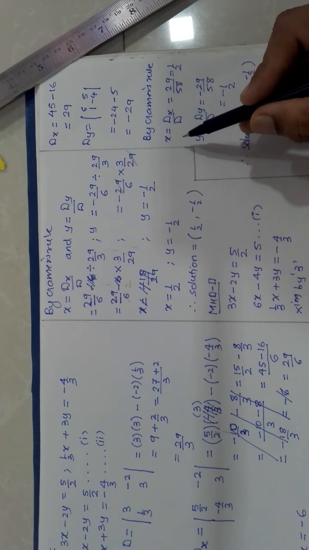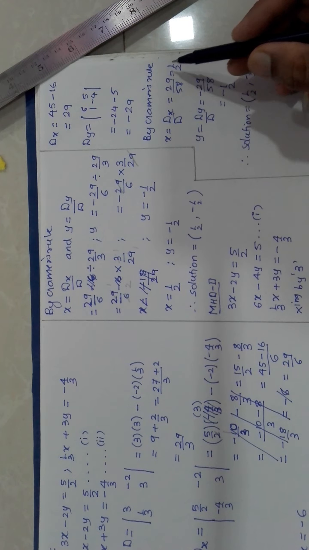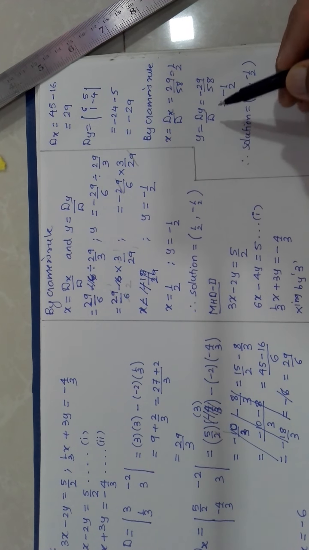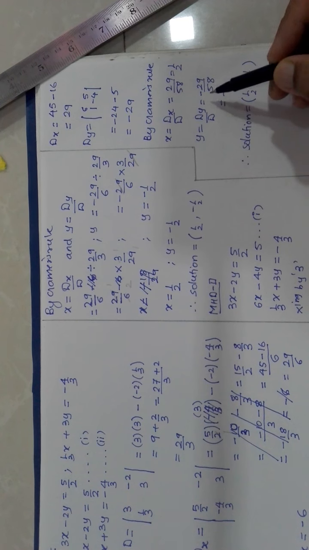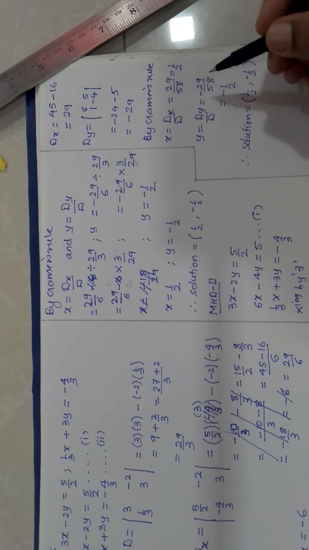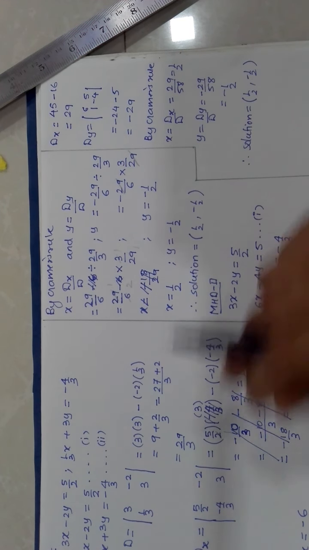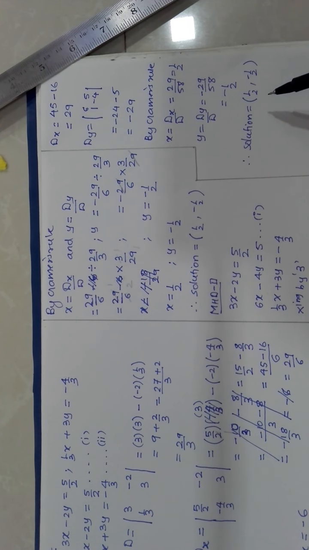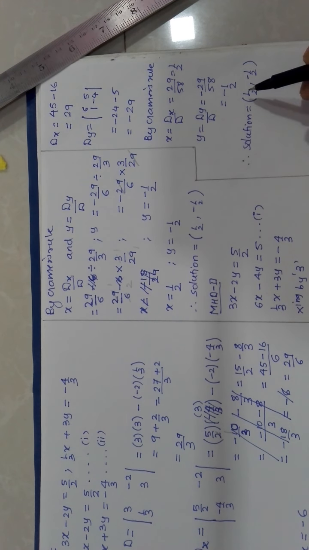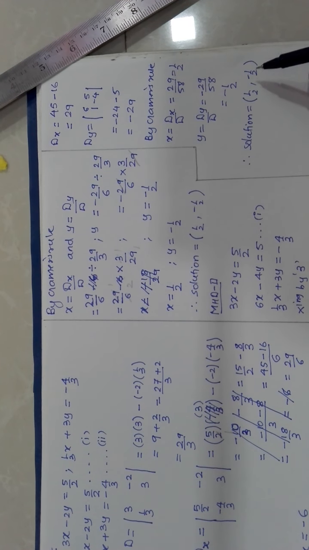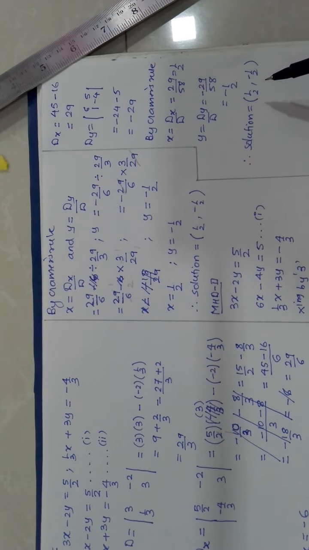So here I got x by Cramer's rule, dx by d, is equal to 1 by 2, and y is your dy by d, which is minus 29 by 58. So we got it as minus 1 by 2. You saw that in the previous case also, using method 1 which we did directly, you got the solution to be half and minus half. So we got the same thing here also. There is no problem whether you use the previous method or this method. Whichever you feel comfortable with, you can solve.